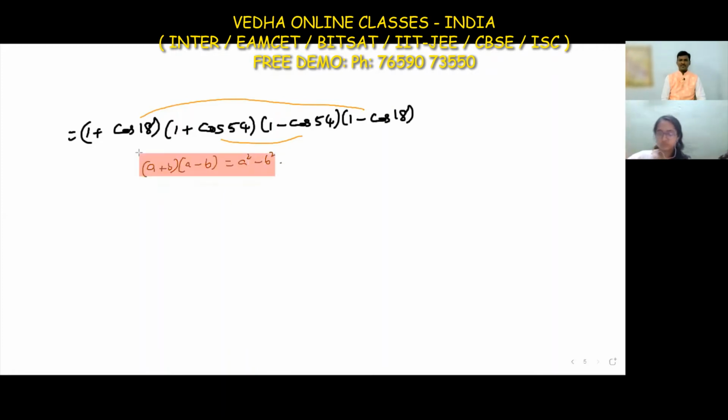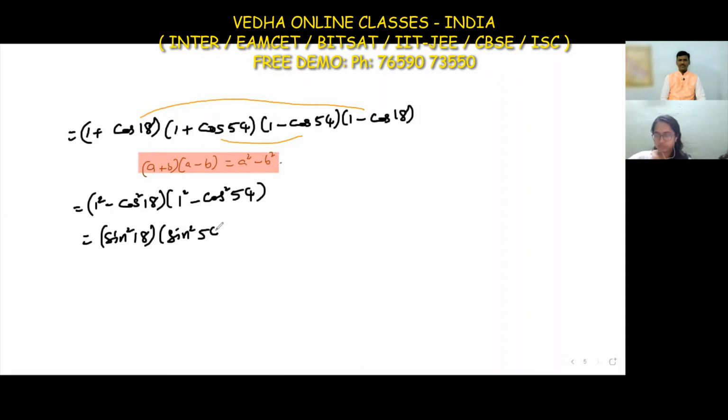I am going to apply this formula now. Then 1 plus cos 18 into 1 minus cos 18 is 1 square minus cos square 18, and 1 square minus cos square 54. Since 1 minus cos square theta is sin square theta, we get sin square 18 into sin square 54.